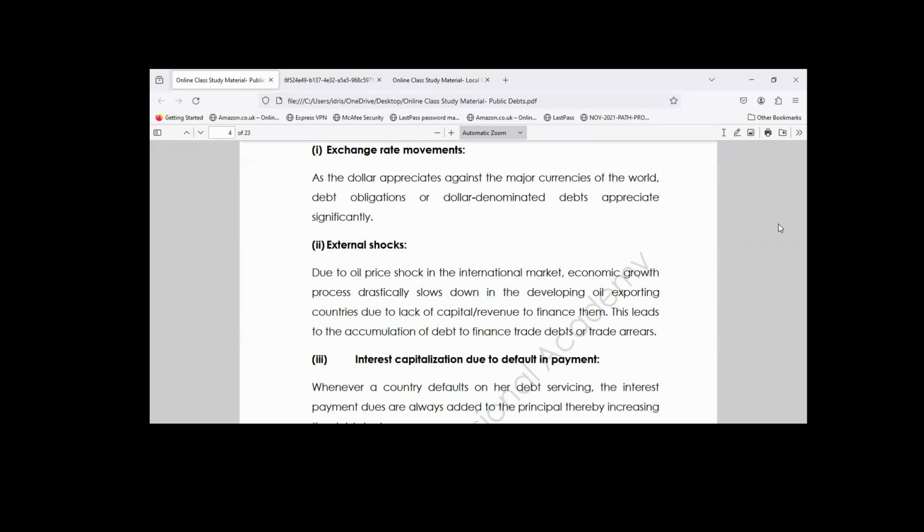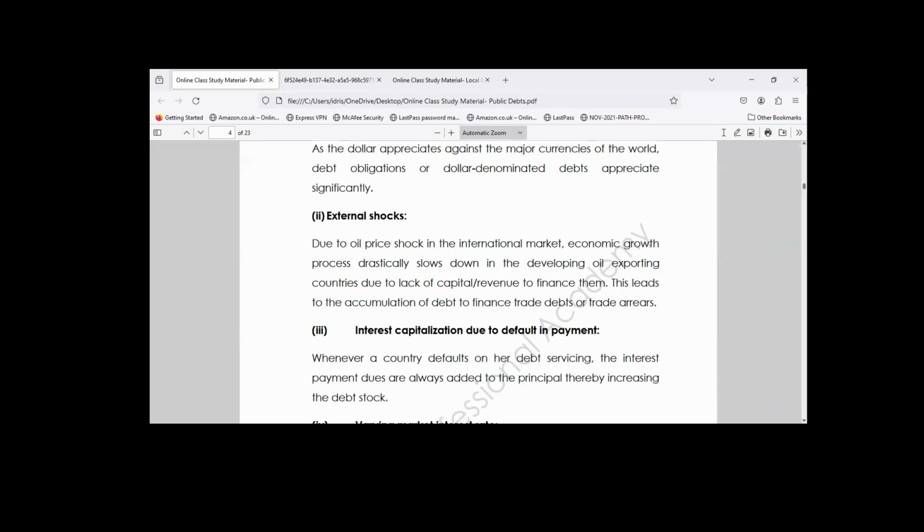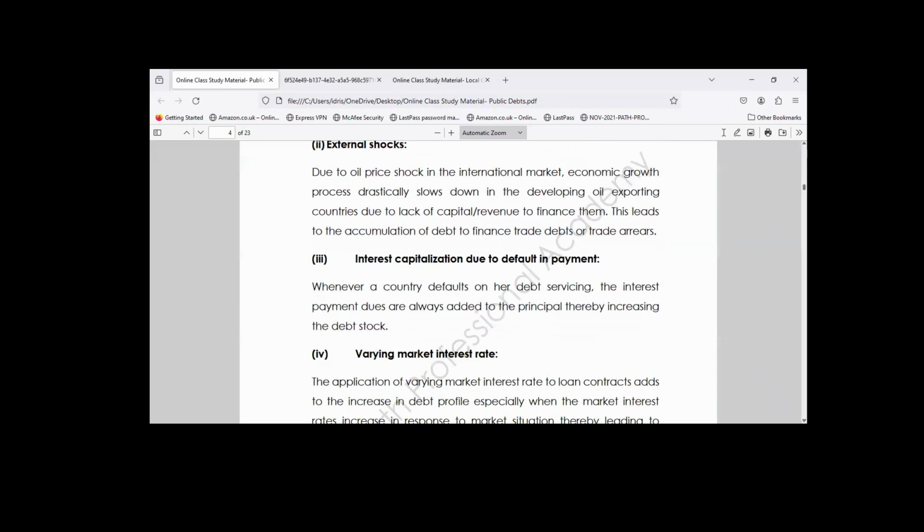When the price of crude oil is dropping, the revenue of the government will drop. And government needs money to do basic infrastructure, to construct roads, construct hospitals, to build schools. They don't have any option than to go and borrow to finance their budget, to finance their budget deficit. So because of the fall in the international price of crude oil, government needs to go and borrow money to finance their activities. That is that. Another reason, interest capitalization due to default payment.